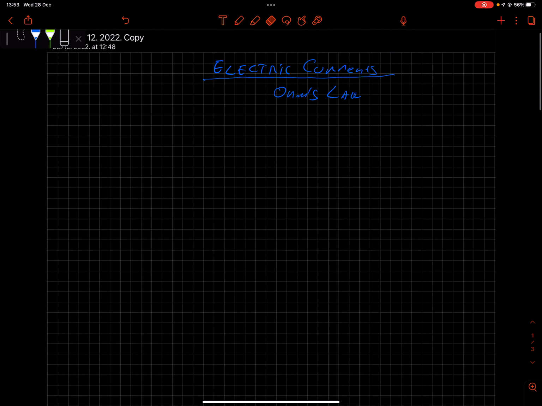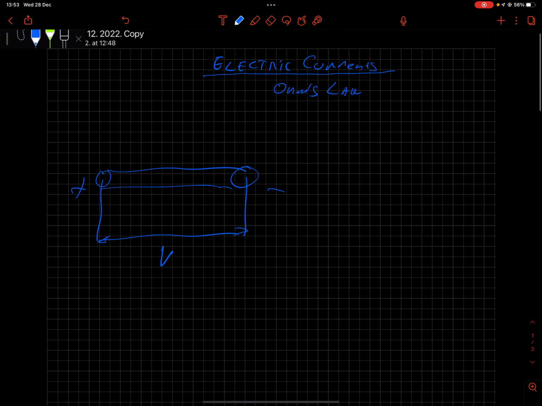Okay, electric current and Ohm's law. Let's say that we have some conductor, and let's say that we have applied some voltage difference at the end of that conductor. Then there will be an electric field inside that conductor, and since we have free electrons inside the conductor, the free electrons will start moving, and there will be a current.